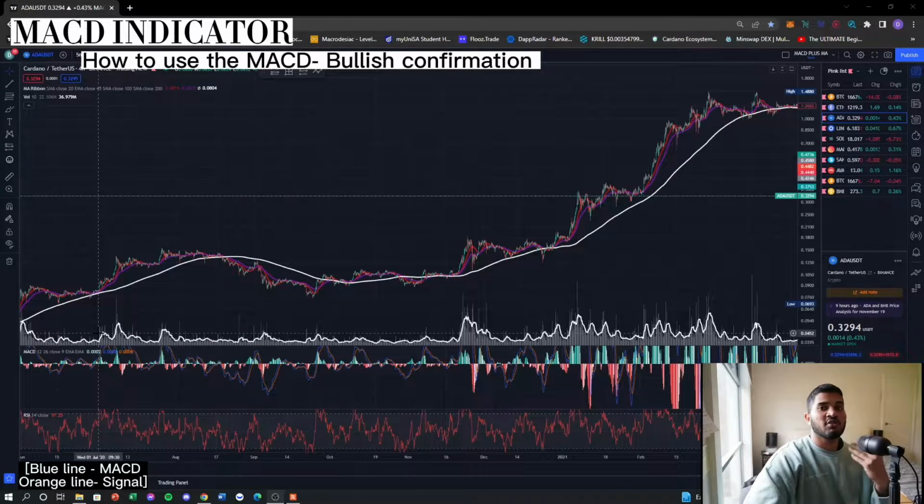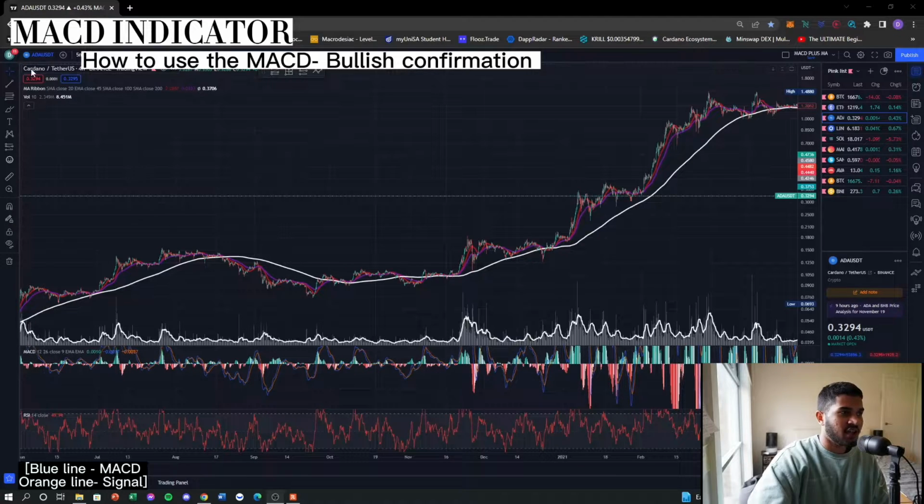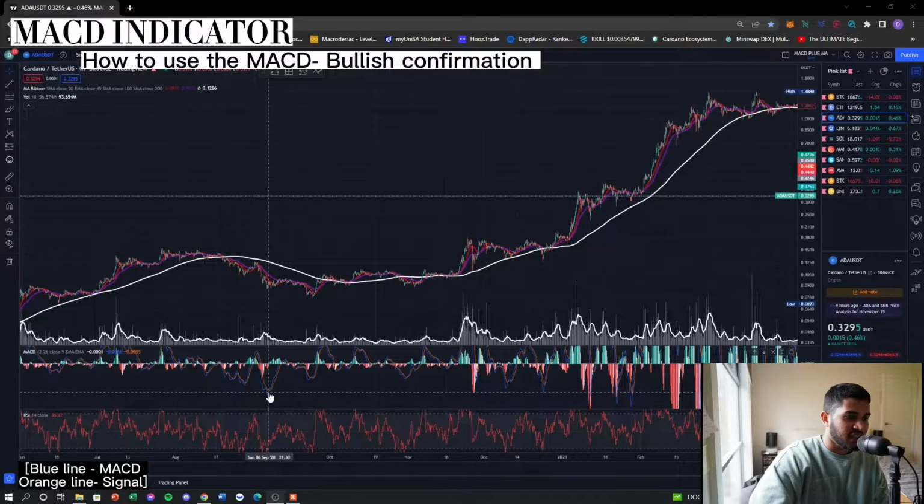So moving on to the second example of the MACD crossing the signal line in a bullish scenario. What we can see here is we're looking at Cardano. The MACD line, which is the blue line, has crossed above the signal line somewhere around the 6th of September in 2020. And at that moment, we can also see that the RSI was indicating an oversold level. And if you did get in there, that would have been a perfect entry.